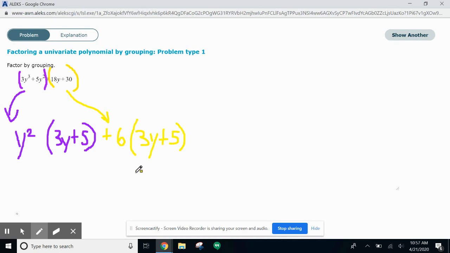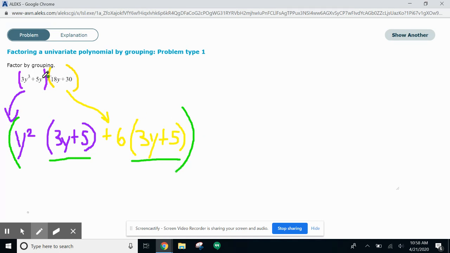And now we have one more step we have to do, and you might already be seeing it right now. Just like the last problem I showed, this term and this term inside the parentheses here are exactly the same. 3y plus 5, 3y plus 5. And now we have this y squared times the parentheses plus 6 times the parentheses. And we're going to take out these two terms from this, and we're going to factor out this.